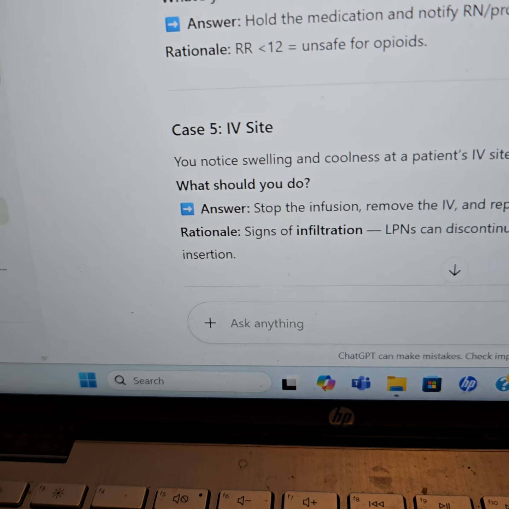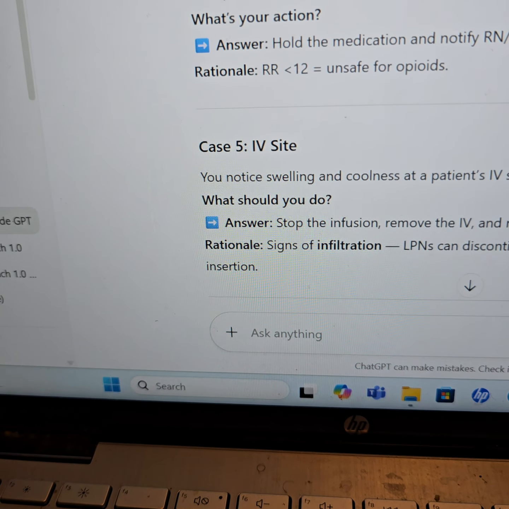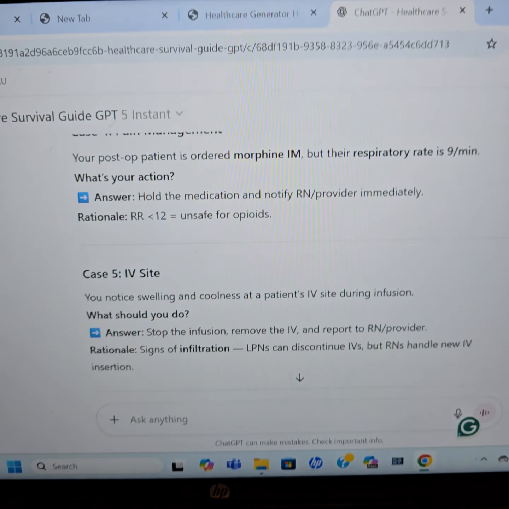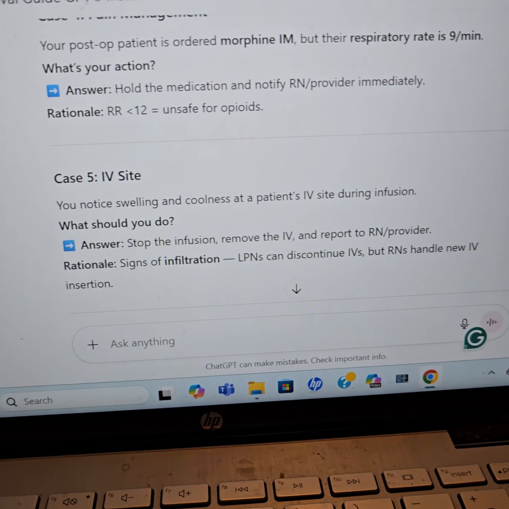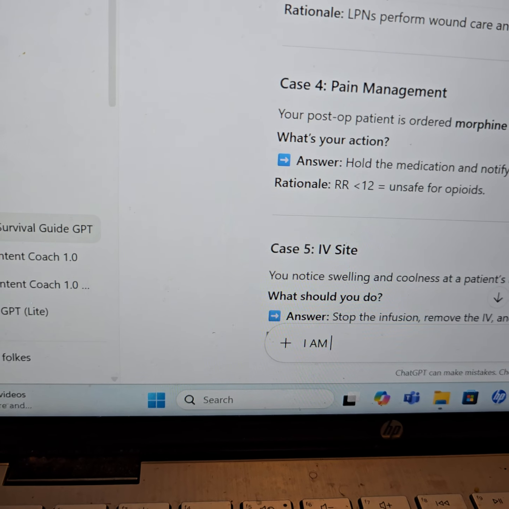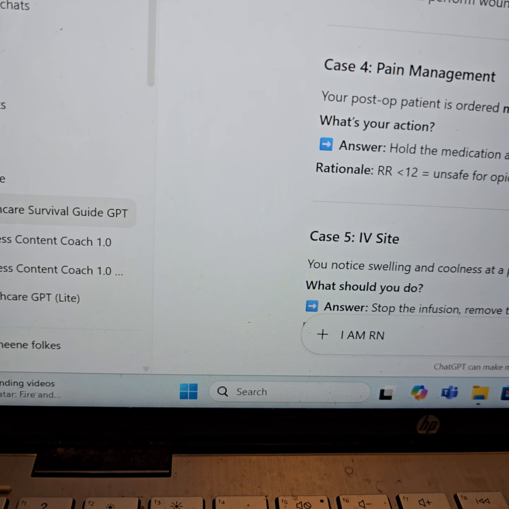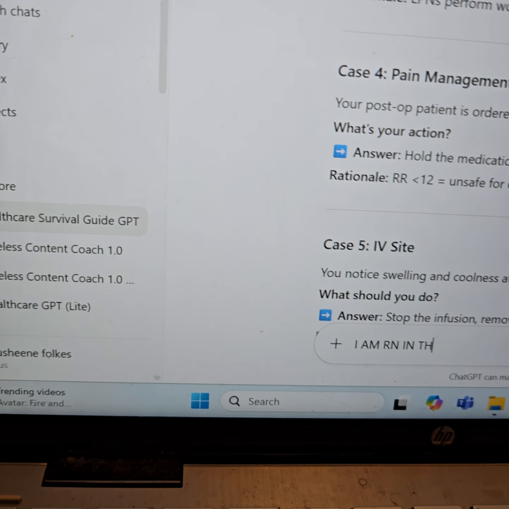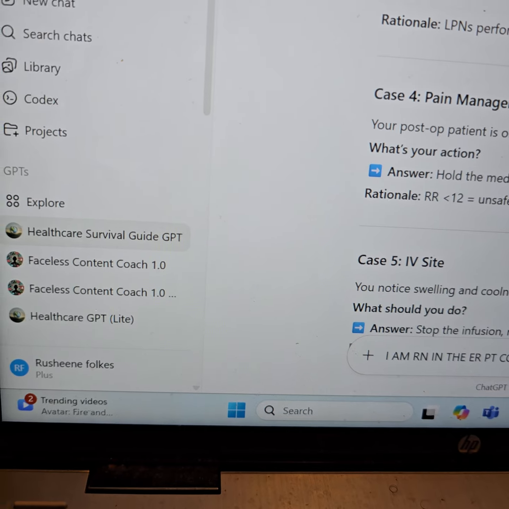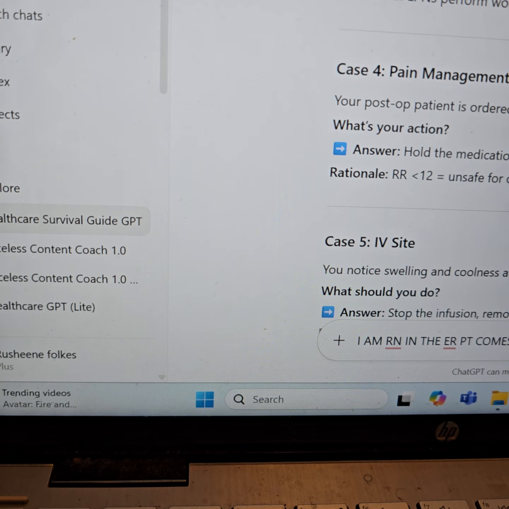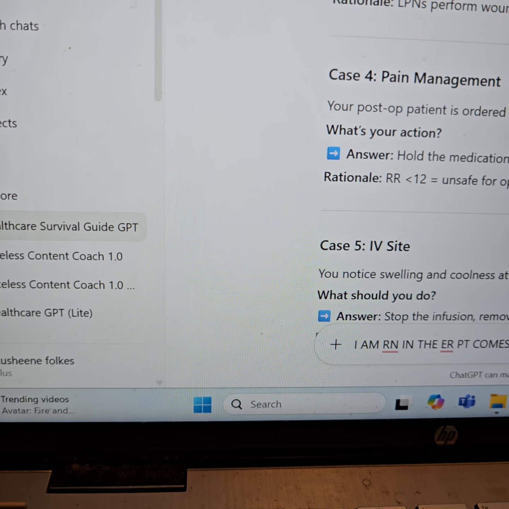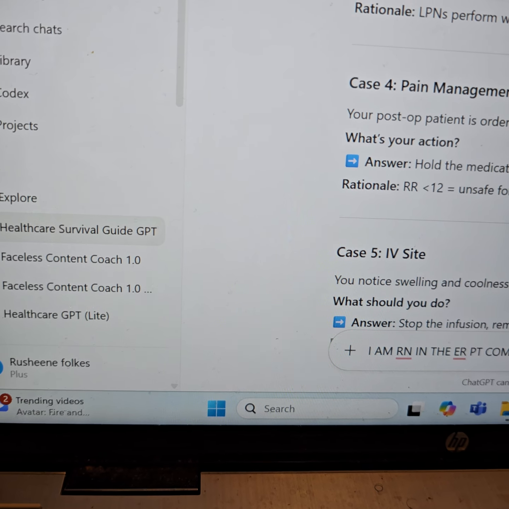Now, from a standpoint, that's basically what it is. This is just what you're telling it to give you. Now, say for example, you're doing schoolwork or you're studying, and you came across a patient. Let's just say I'm an RN in the ER, right? Patient comes in with, let's just say, I don't know, head wound.